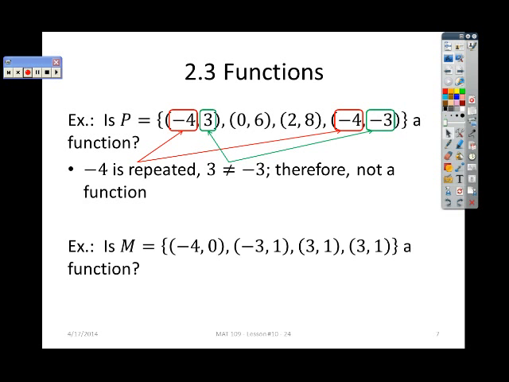In this one, check your first elements. Well, I do have a repeated one, right? The 3 is repeated. So check my second ones. Well, the 1 is the same in both cases. That's okay. That is a function. So very simple when you have sets of ordered pairs.